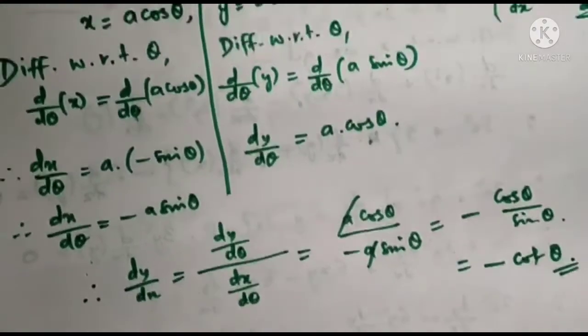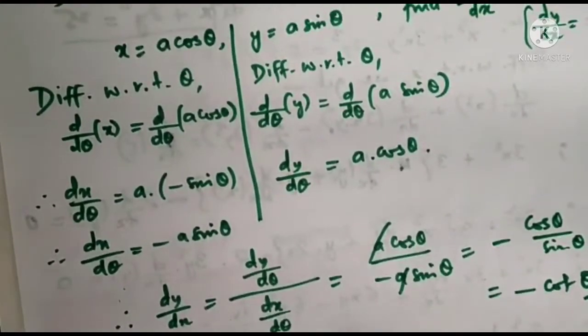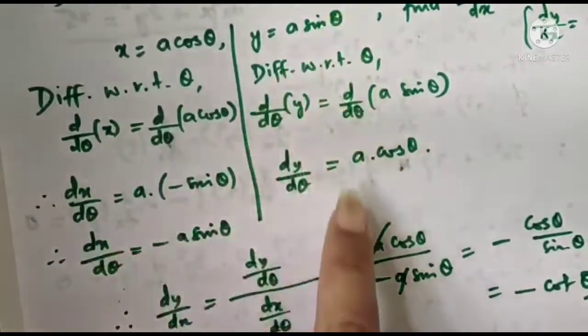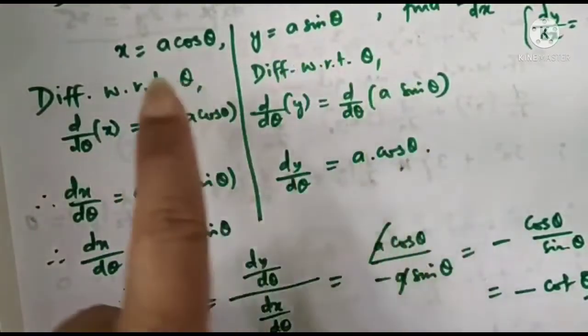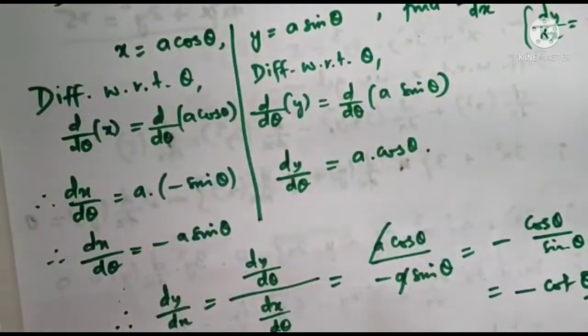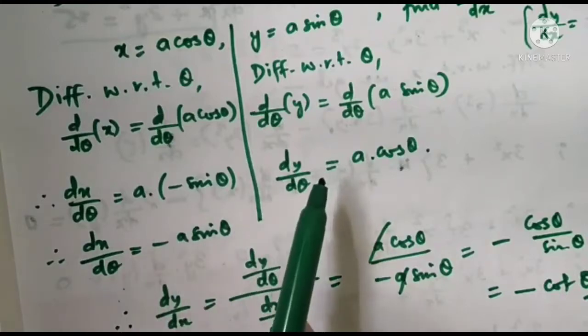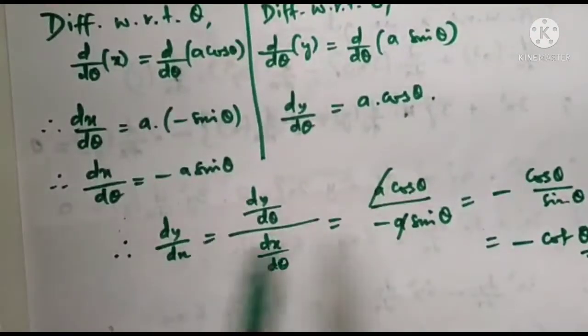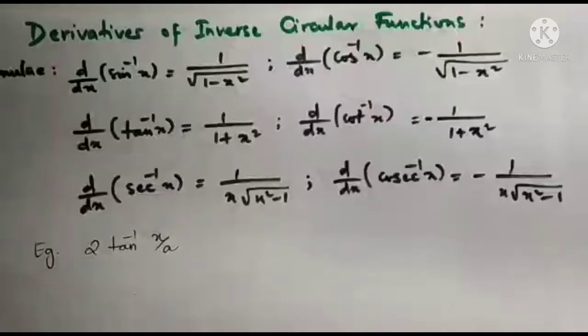Clear? So this way parametric equations are to be differentiated. First they are going to be differentiated separately with respect to their parameters, correct? Then after getting the separate values, put them back together in dy by dx, and you will get your end result.